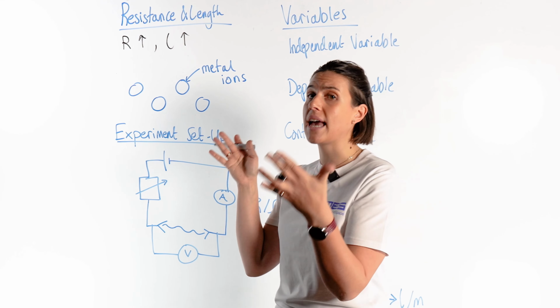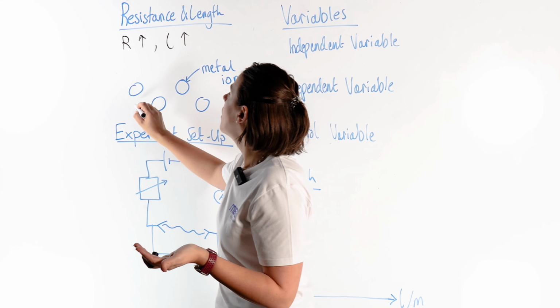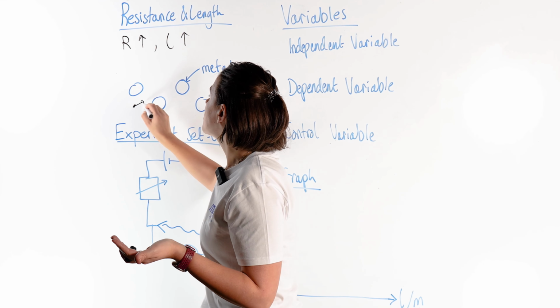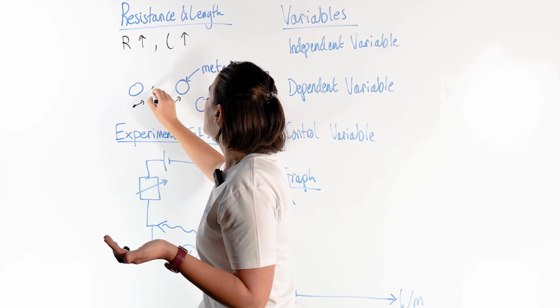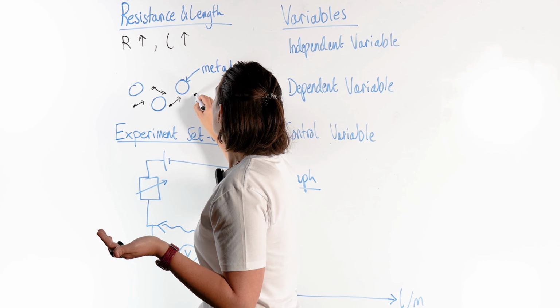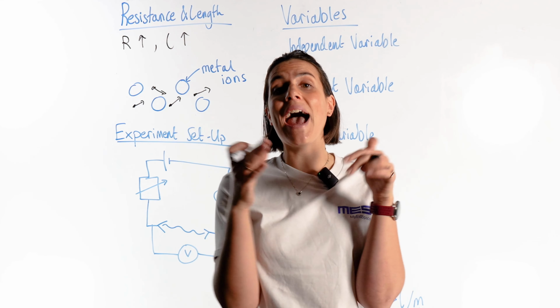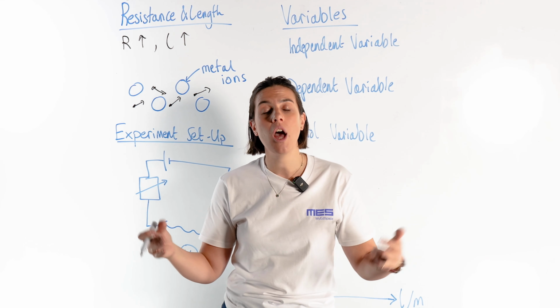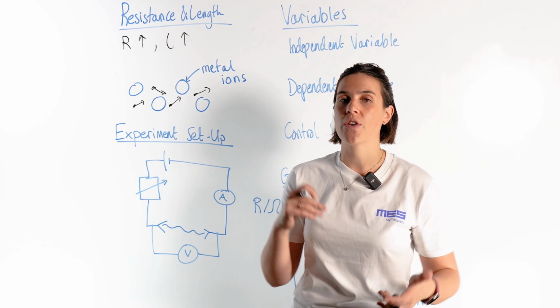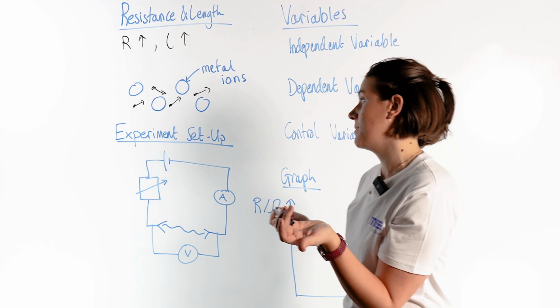So as the wire gets longer, we've got more metal ions. As the electrons are floating around, they've got more chance of hitting a metal ion, and that's what causes resistance. So as the length of my wire gets longer, my resistance increases and increases.